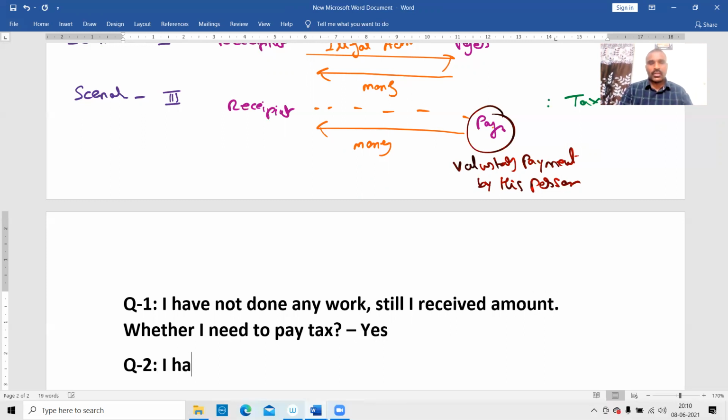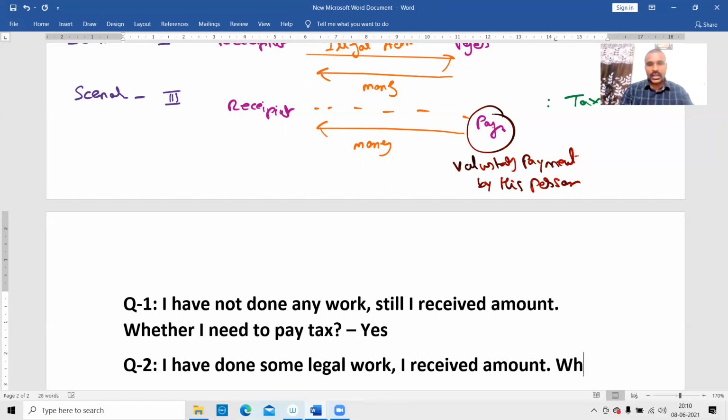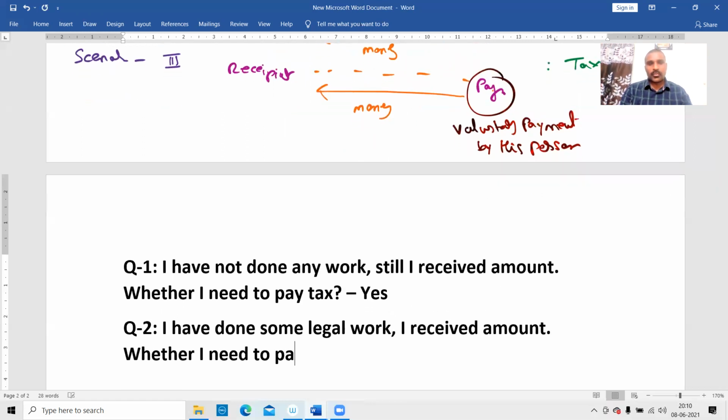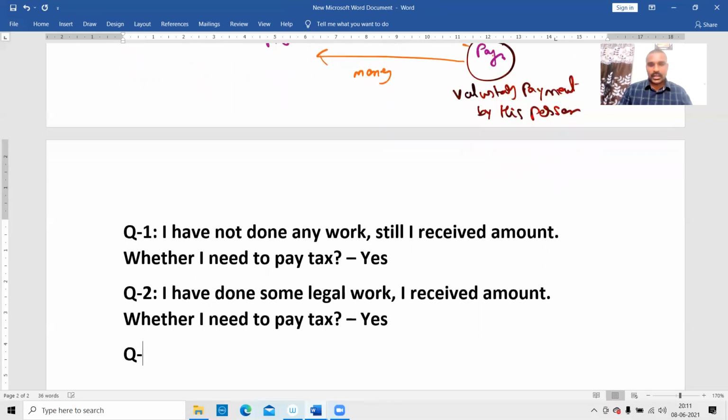Question number 2. I have done some legal work. I received amount. Whether I need to pay tax? Yes. Okay.